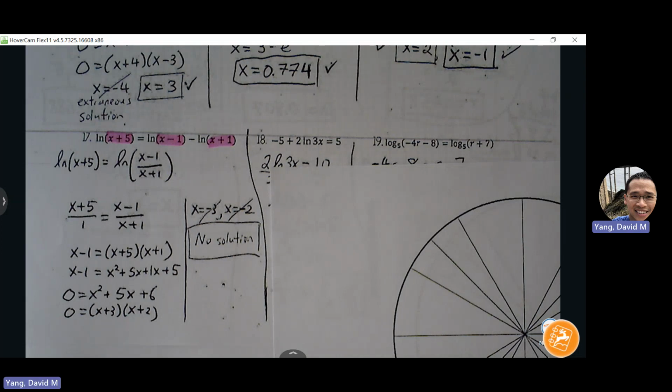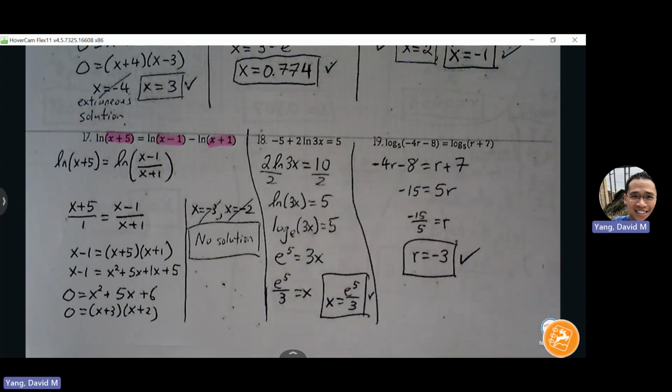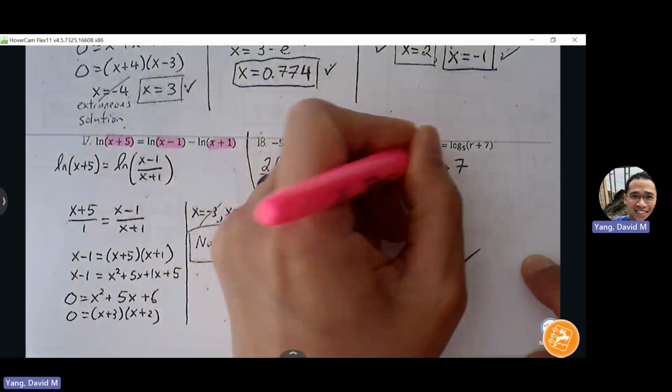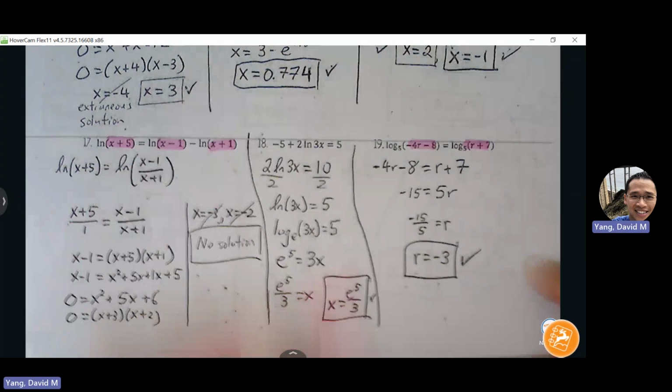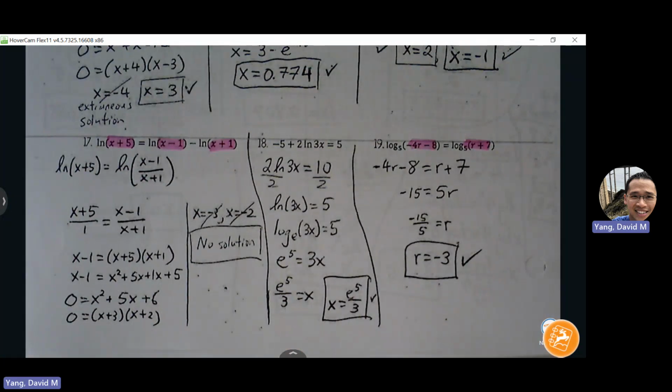Okay, last one, number 19. Log base 5, log base 5. Again, there's no need to do any additional cleanup. We're ready to move on to our next step, setting our two parentheses equal to each other. Solve for R. Make sure that -3 does not cause any issue. It does not cause any issue with either of the highlighted expressions, so we're good. -3 does stand as our solution.